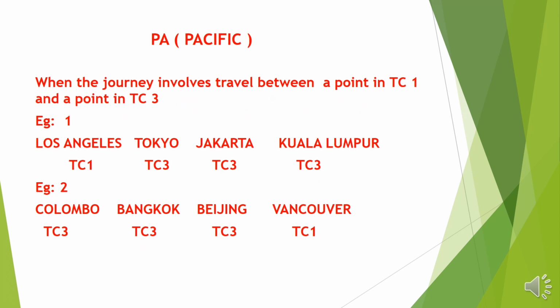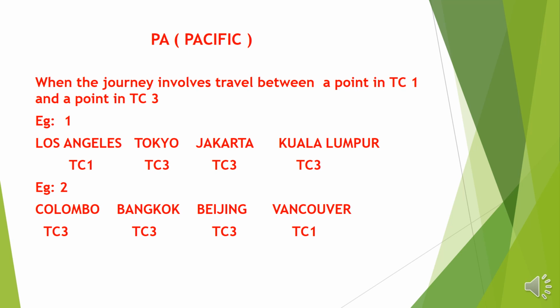Pacific. Passenger crosses the Pacific. So just like the Atlantic, this is very simple. When the journey crosses from a point in TC3 to TC1 or TC1 to TC3, you call it Pacific Ocean. When a journey involves travel between a point in TC1 and a point in TC3, it's called Pacific. So when I refer to TC1, please make sure that I'm referring to the IATA area, and I reiterate, TC stands for Traffic Conference. Traffic Conference areas, and that is what is called the IATA areas.